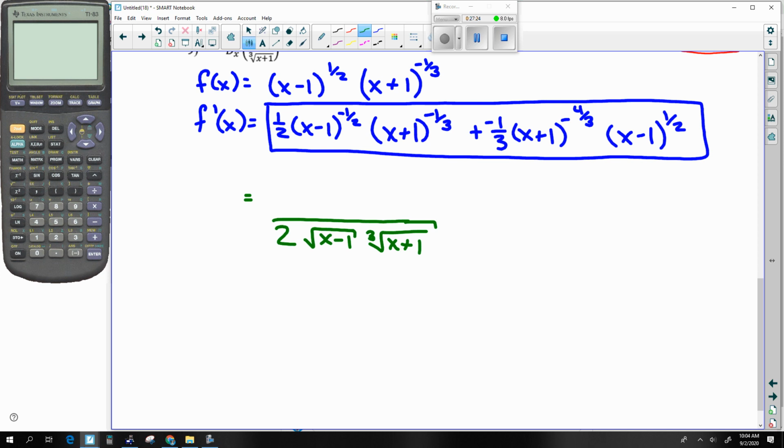Okay, so that's what the first part has. The next one is not a plus, but it's rather a minus. It has a 3 on bottom. It has an x plus 1. Okay, again, I'll write this as a root. So this is a third root of x plus 1 to the 4th power. And then I have a square root of x minus 1 on top.